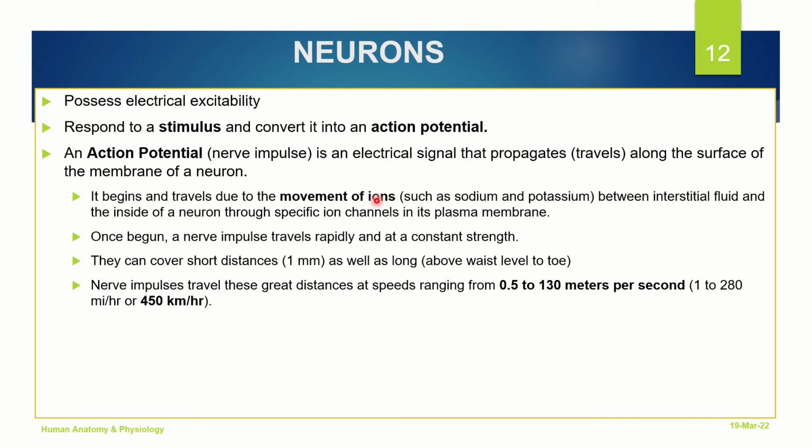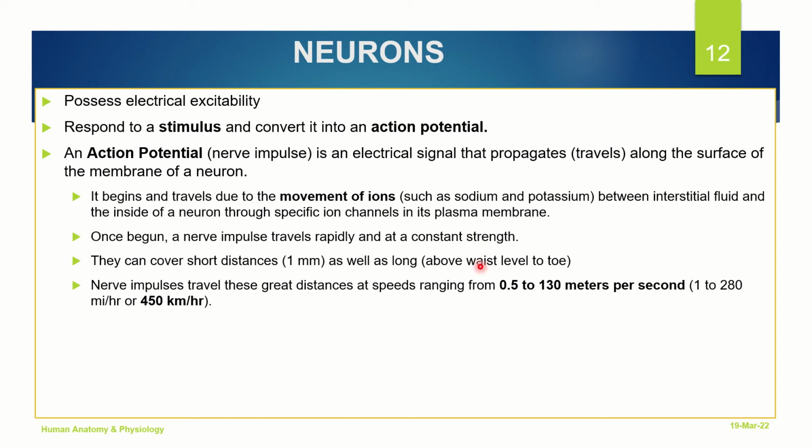So basically our body is made up of different ions such as sodium, potassium, chloride, magnesium and so on. And the fluctuation, or the influx and efflux, of these ions across the plasma membrane is the reason that we have an action potential. So this is the movement of ions between interstitial fluid, which is the fluid between two cells, and the inside of a neuron through specific ion channels in its plasma membrane.